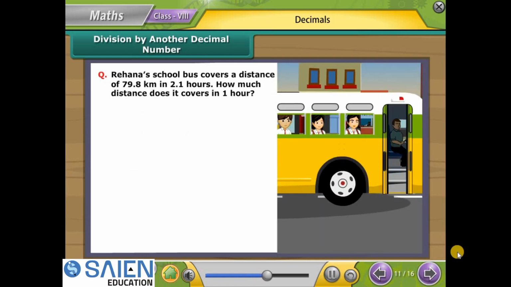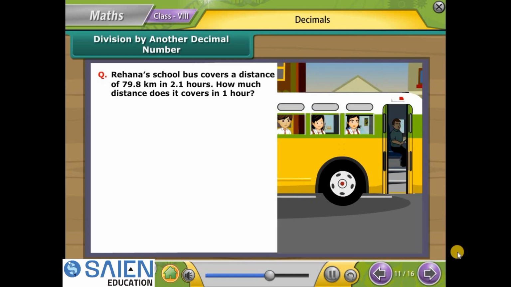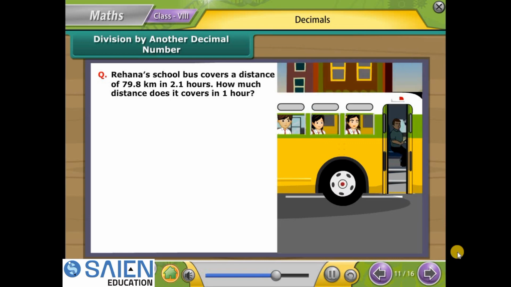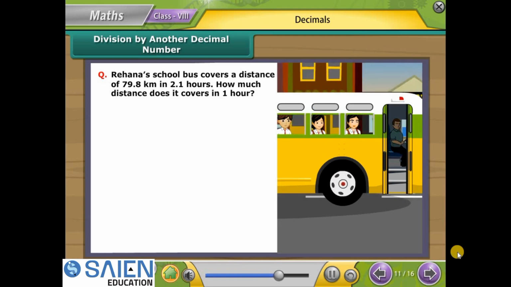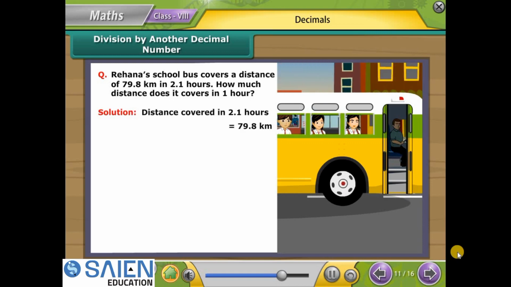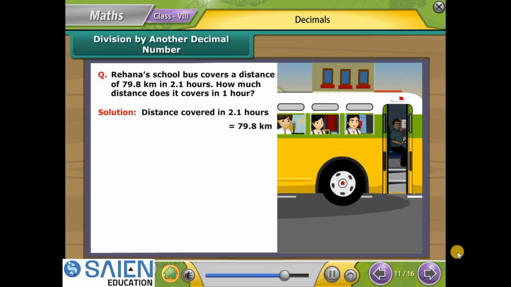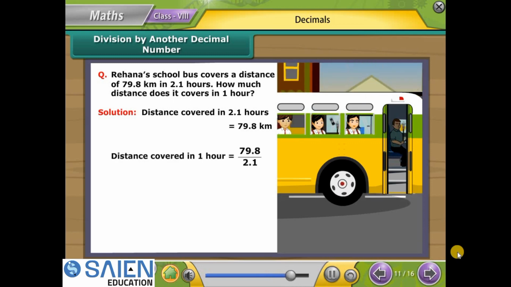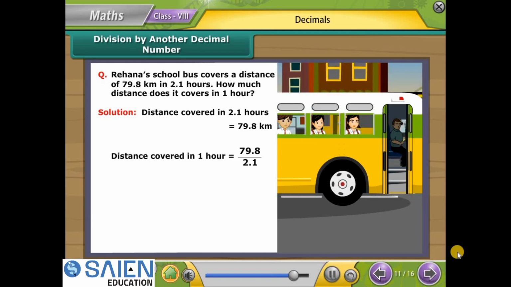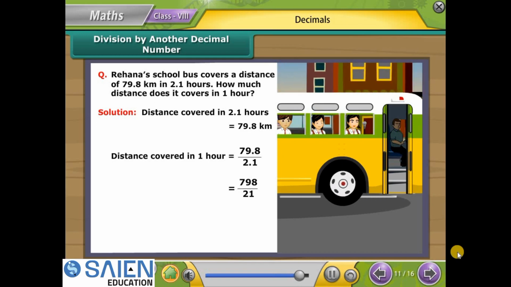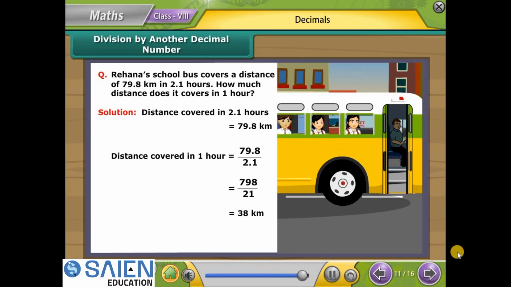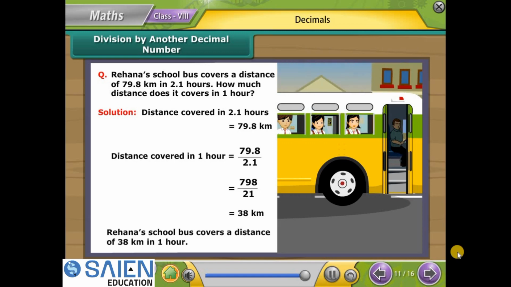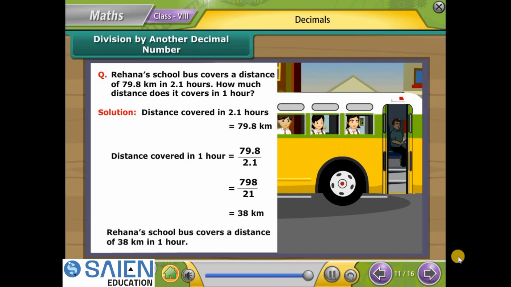Let us practice a question based on this. Rehana's school bus covers a distance of 79.8 km in 2.1 hours. How much distance does it cover in 1 hour? We know that the distance covered by bus in 2.1 hours is 79.8 kilometers. So, the distance covered by bus in 1 hour will be equal to 79.8 divided by 2.1. It can be written as 798 divided by 21, which gives 38 kilometers. Hence, Rehana's school bus covers a distance of 38 kilometers in 1 hour.